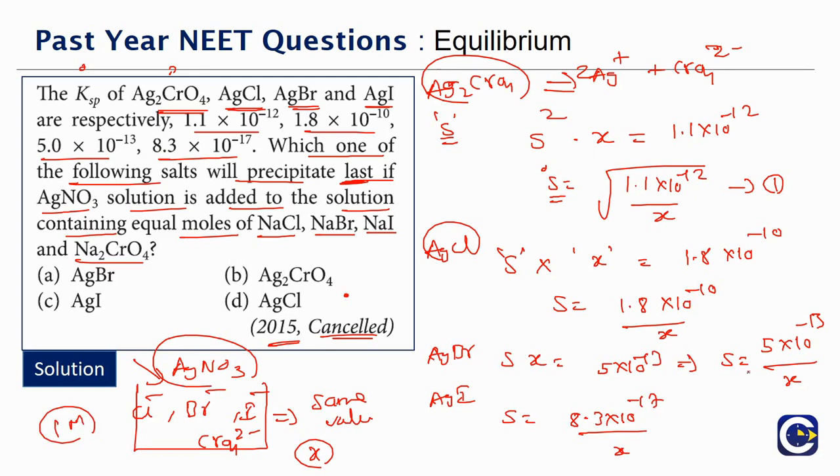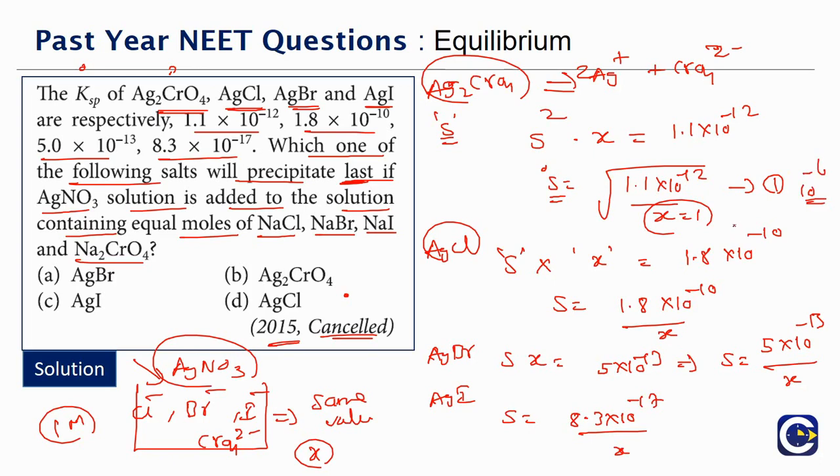For AgBr it is 5 into 10 power minus 13. For AgCl it is 1.8 into 10 power minus 10. For Ag2CrO4, if you put X equal to 1, it is going to be root of 1.1 into 10 power minus 12. Means this is somewhere around root of 10 power minus 12, which comes to approximately 10 to the power of minus 6.